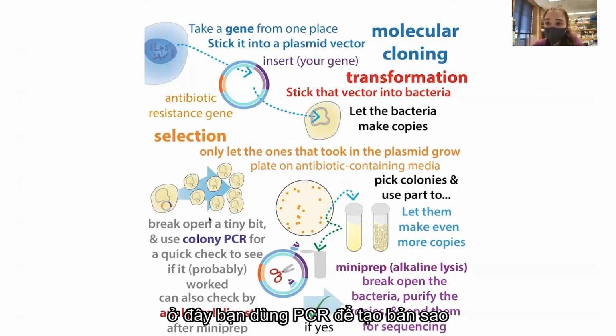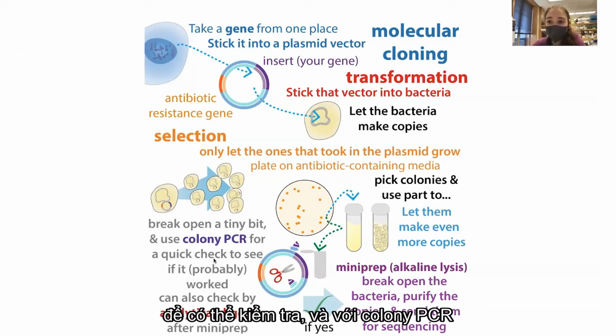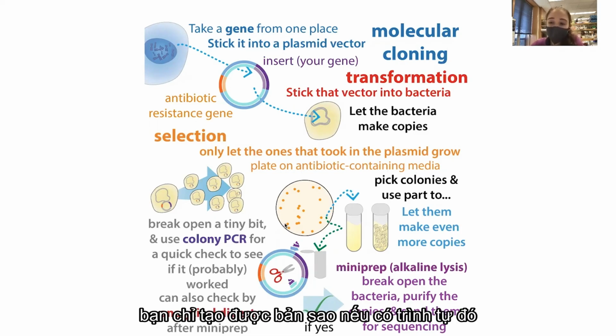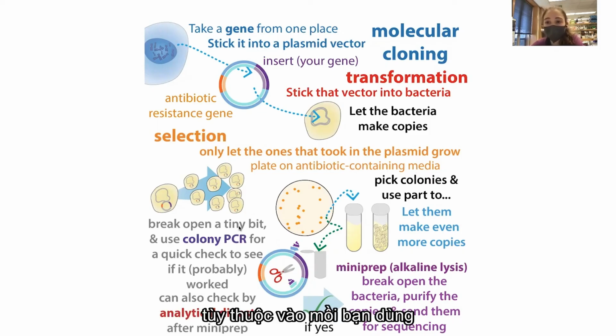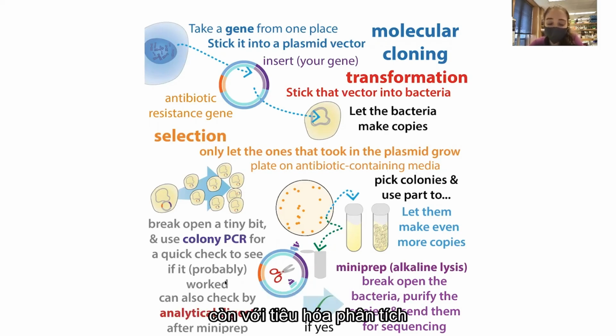Here you're using PCR to make the copies because you need enough copies of something that you can see, that you can test. And so with the colony PCR, when you're making the copy, you're only going to make copies if you have the sequence there, or at least depending on the primers you use, you might make copies of something. But the size will matter, as we'll look at. But with analytical digest, we're going to be cutting these pieces, and so we need to have lots of our plasmid, and so we're going to have to do the mini prep first.